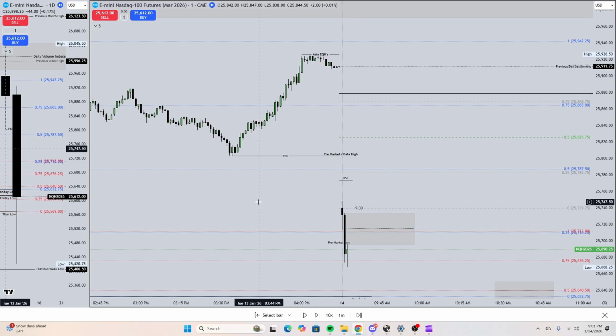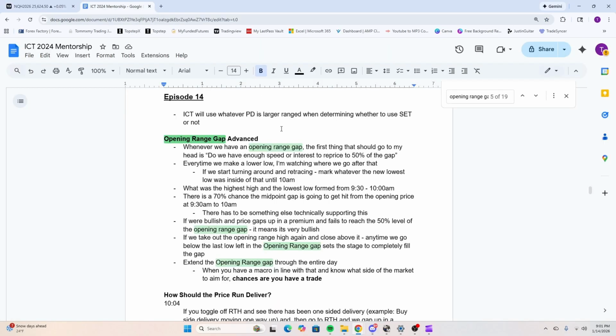So this is straight from the 2024 mentorship. I'll show you right here. I already have it set up. And since I have all of my notes, all I have to do is Control F, type in something that I want to find, and then it takes me right to it, right? So opening range gap right here. If we're bullish and price gaps up in a premium and fails to reach 50% of the opening range gap, it means it's very bullish.